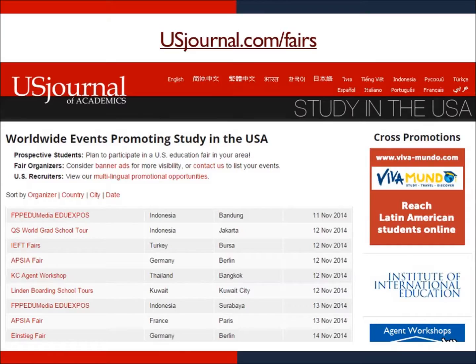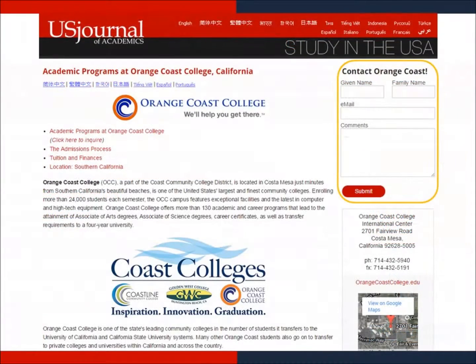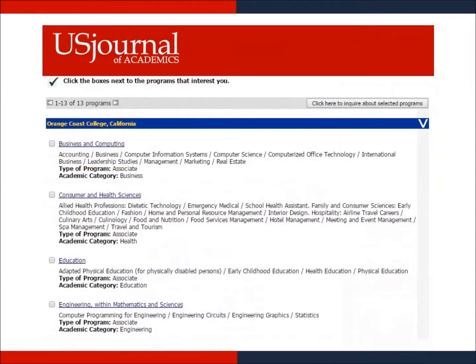So just give us a few weeks' notice and we'll push that content out via several channels at no additional cost. Each U.S. Journal campaign includes a profile page such as this one of Orange Coast College in California with a prominent inquiry form. There's no limit to the number of words, images, videos, or external links leading to your .edu domain. Each campaign also includes an academic program listing, which can be customized accordingly. There's no limit to the number of programs you promote with us.